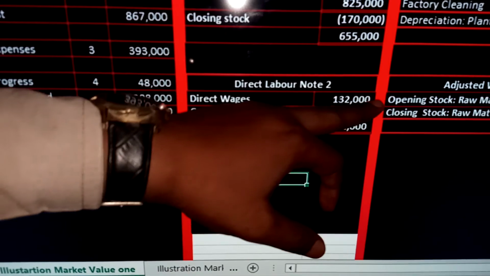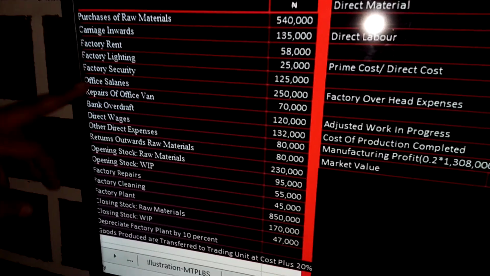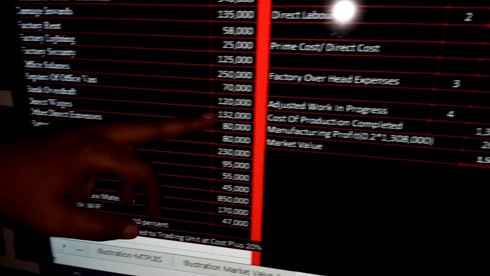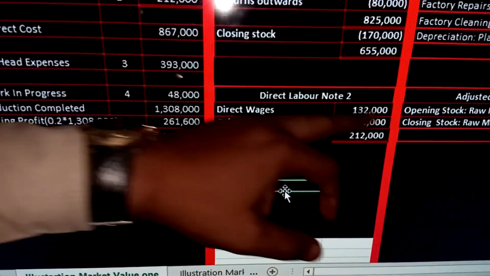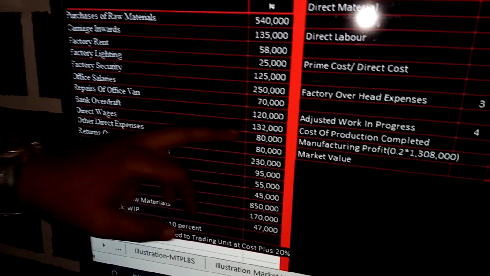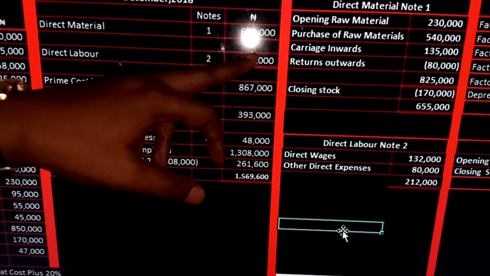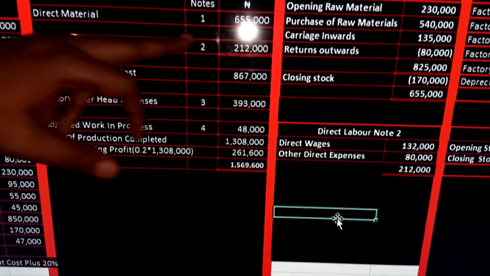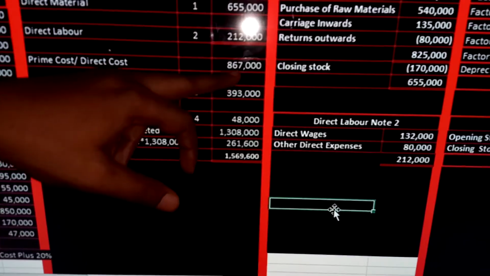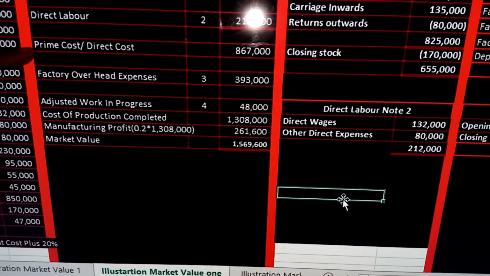The direct labor, you see note 2 here. Direct wages, 132,000 is in the question. Other direct expense, 80,000. So if you add, you have 212,000. This is what you do here. So if you add note 1, note 2, which is what? Direct material plus direct labor, you have 867,000. That's your prime cost or your direct cost.